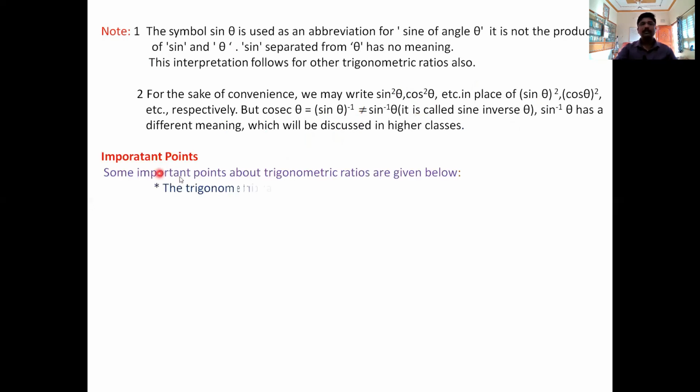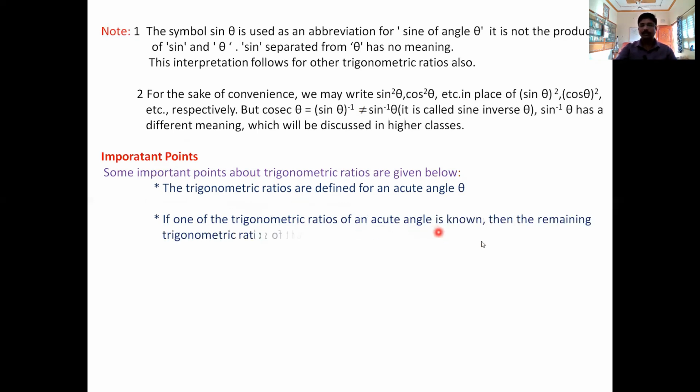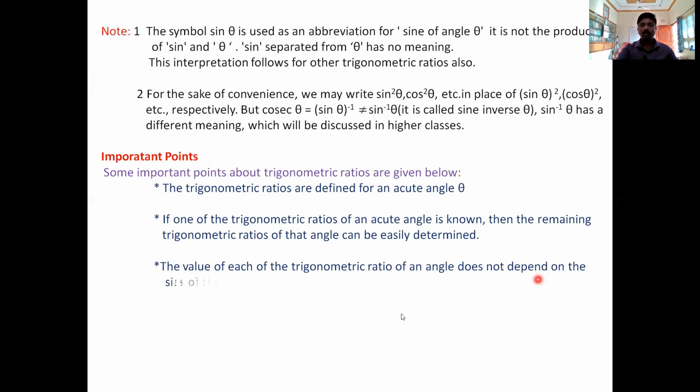Next, some important points about trigonometric ratios are given below. First point, the trigonometric ratios are defined for an acute angle theta. If one of the trigonometric ratios of an acute angle is known, then the remaining trigonometric ratios of that angle can be easily determined. Next point, the value of each of the trigonometric ratios of an angle does not depend on the size of the triangle. It only depends on the angle.